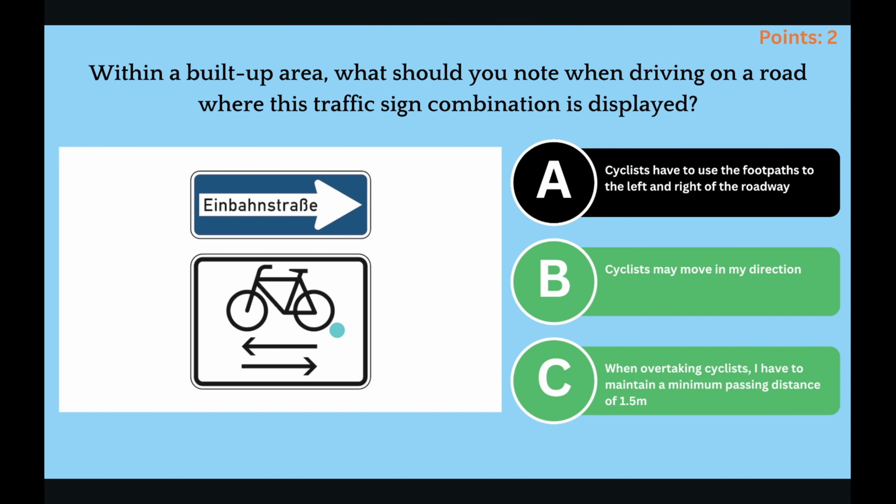However, cyclists are not allowed to use the footpaths. They must use the road the same way you, the car owner, are using the road. As a driver, you are not allowed to overtake cyclists if you cannot maintain 1.5 meters. If you are not able to maintain this distance, you are not allowed to overtake a cyclist in a built-up area, also in a one-way street.